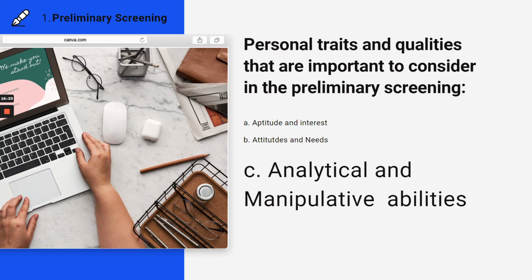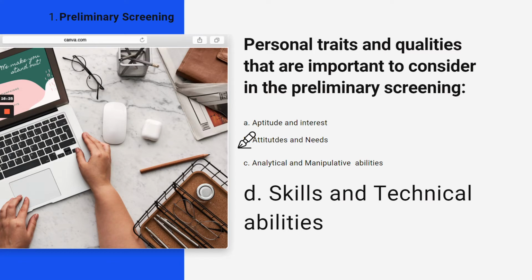Then the next one is skills and technical abilities. This is going to indicate the ability to perform specific operations and technical aspects of the job. This results from education, training, experience, and it tends to predict what one can do if properly placed, oriented, developed, and motivated.